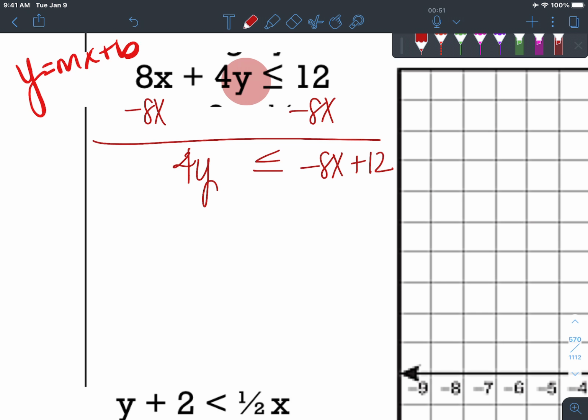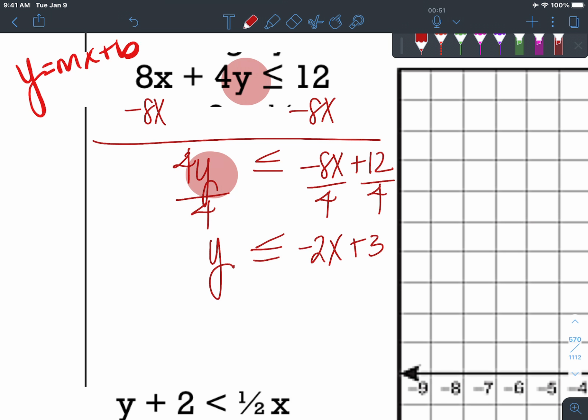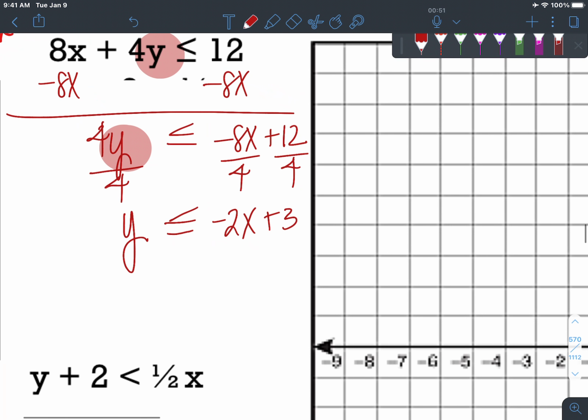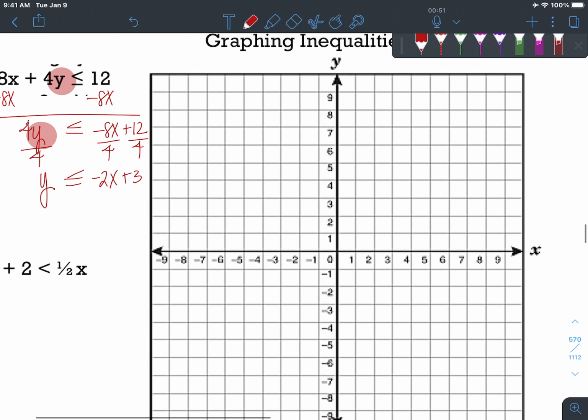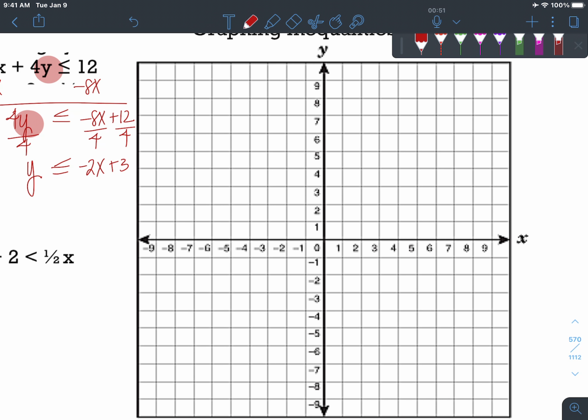Now I'm going to do my great divide. Whatever number is touching my variable that I'm focusing in on, I'm going to divide everything I see by that. Great divide. Now I ask myself, did I multiply or divide by a negative number on both sides? No, I did not. So my symbol stays the same. All right, so let's go ahead and graph that. That's going to be y equals 2x plus 3.